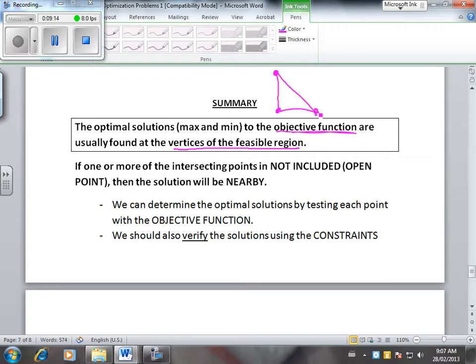Okay, if one or more of the intersecting points is not included, open point, then the solution will be nearby. So if instead of points like that, I had a circle here and like that, and say this was my maximum, just in theory, then I can actually use that hollow point. So my solution would be somewhere nearby, maybe somewhere up there, okay?